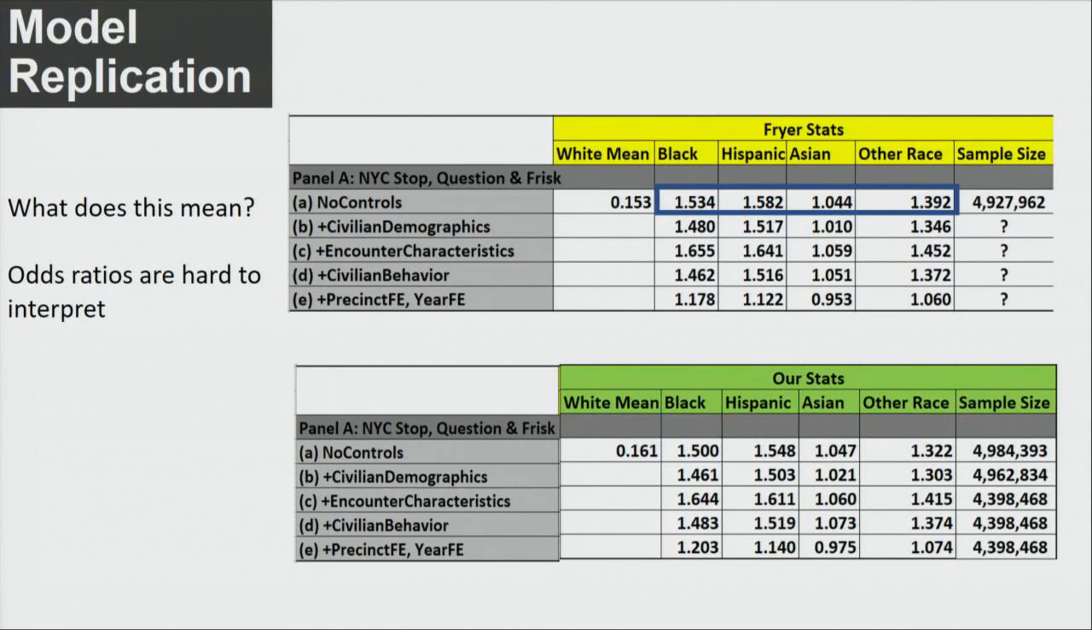I've been talking about odds ratios, and what does that actually mean? It's kind of hard to talk about and hard to interpret. How Fryer talks about it in the paper, he's talking about probabilities based on odds ratios, which is not that intuitive. So we decided to calculate the actual probabilities and see what the changes are across the race.